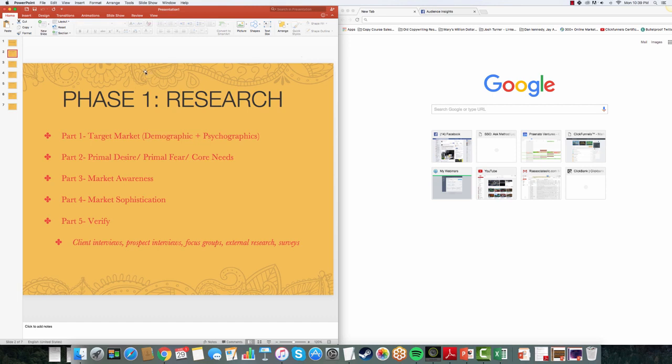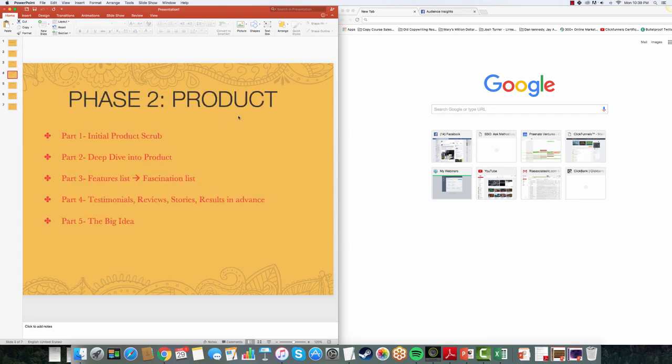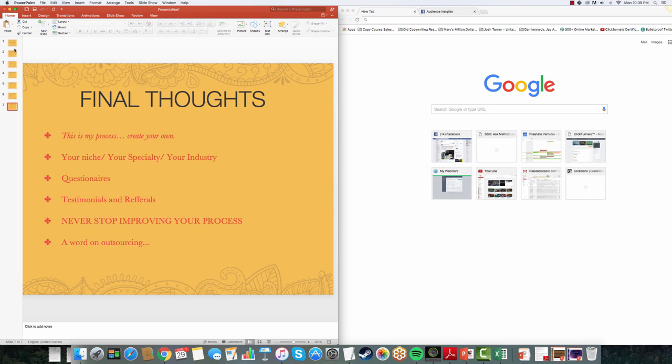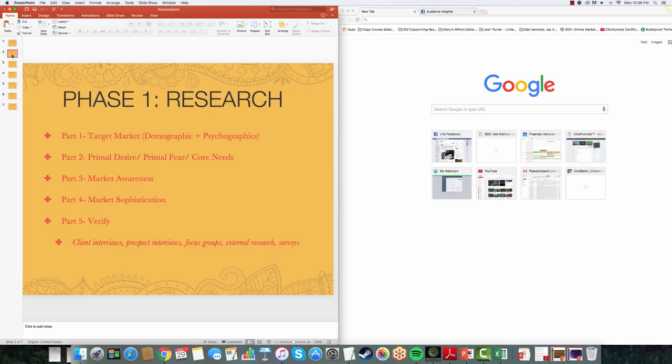So my workflow, the way that I approach writing copy, especially when it comes to writing big projects, is four phases. The first phase is research. The second phase is the product itself. The third phase is the writing phase. And the fourth phase is the revision phase. So what I'm going to go through here is show you what the different parts of each phase are, how I go through them, and how I organize my thoughts. So let's dive in.